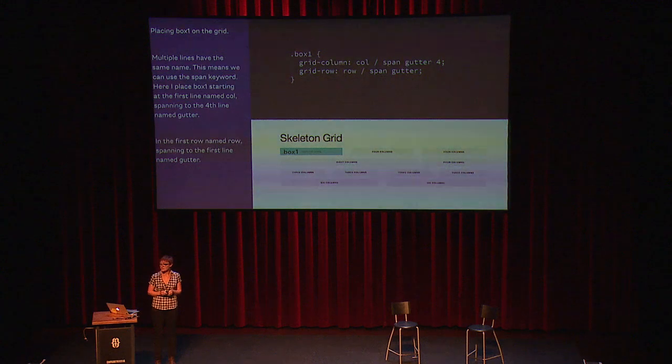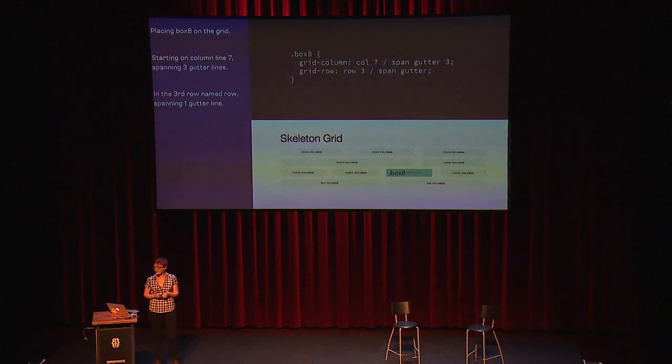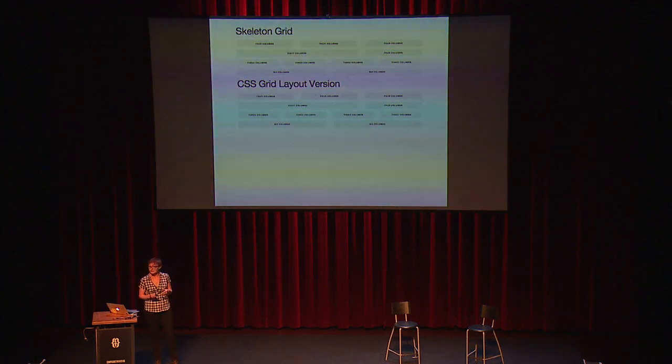And then we now place our items on that grid. And I'm using this named line syntax here. So I want box 1 to start at the first line named col and span to the fourth line named gutter. The box goes into the first row, so it starts at the first row line and ends at the first gutter line. And here's box 8. We're starting on column line 7 and spanning 3 gutter lines. And because we're using these named lines, we don't need to worry which line of the grid the third gutter line after column line 7 is. We just know we want 3 columns. And that's the complete grid layout version.